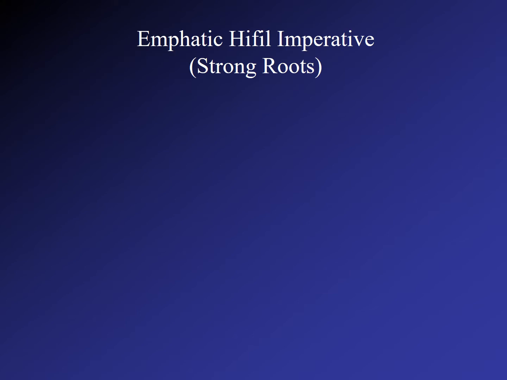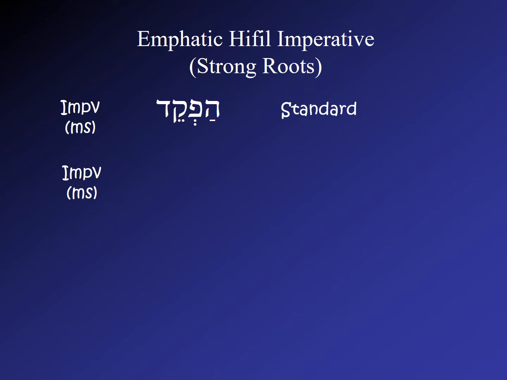There's a second form of the imperative, which is called the emphatic imperative. So the standard form of the imperative in the hifil is hafked, as we've just seen. Now the emphatic form of the imperative looks like this, hafkida. This is emphatic. Now notice that we still have the he preformative with the patach vowel. But what's been added is this qamets he at the end. This is what indicates the emphatic nature of this imperative.